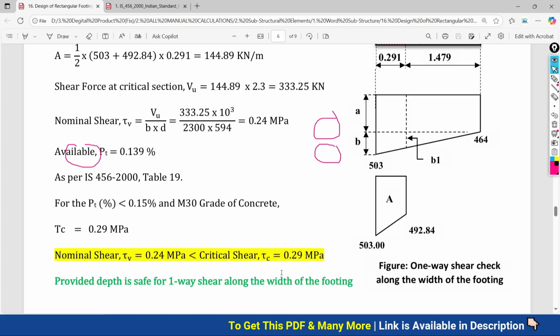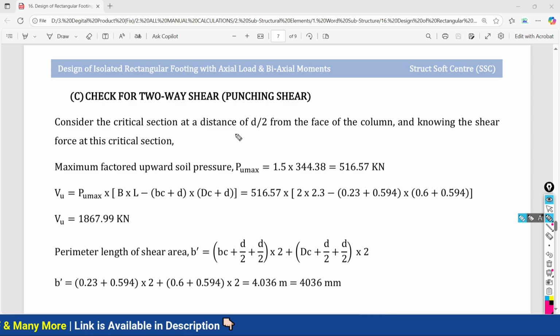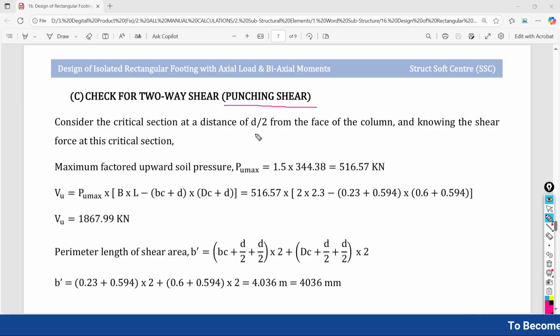So in both of the directions, the one-way shear check is safe. Now after the completion of the one-way shear check for both directions, we have to perform the check for the two-way shear, or sometimes we call it punching shear. So we have to consider a critical section at a distance of d/2 from the face of the column in all directions.